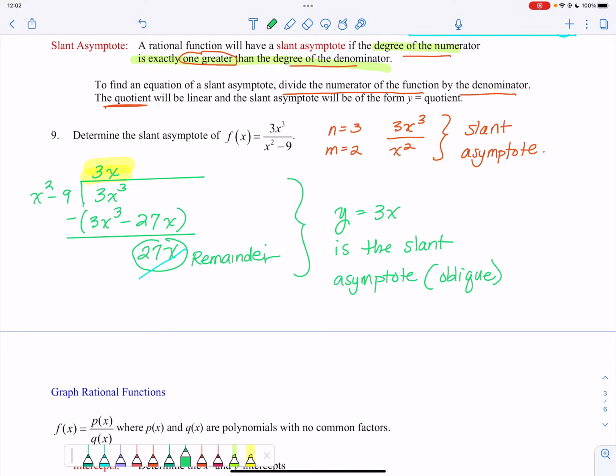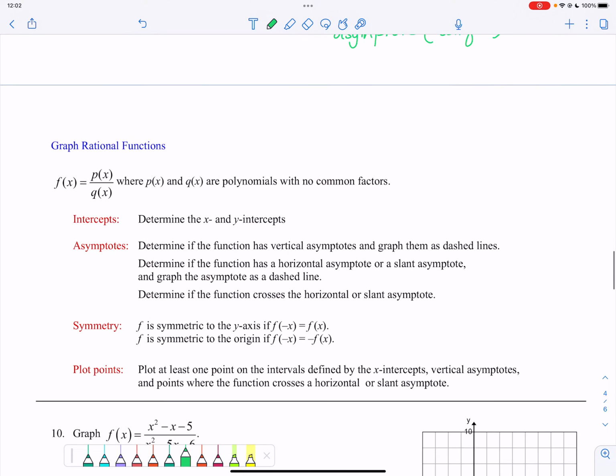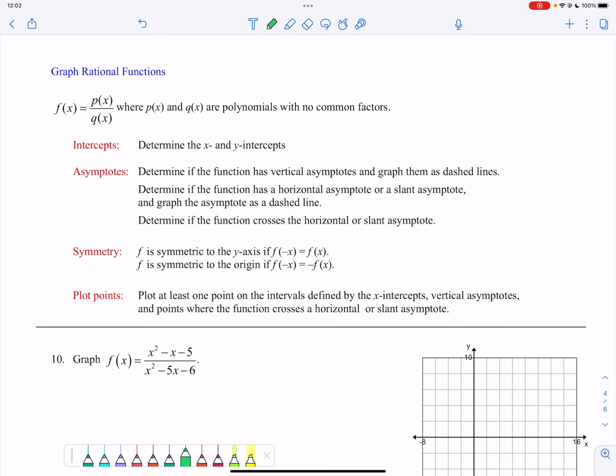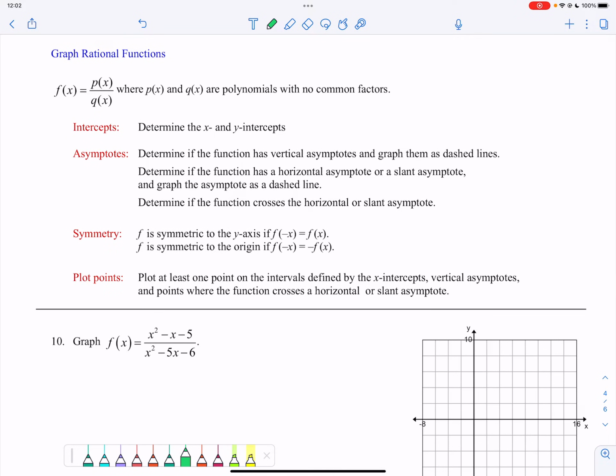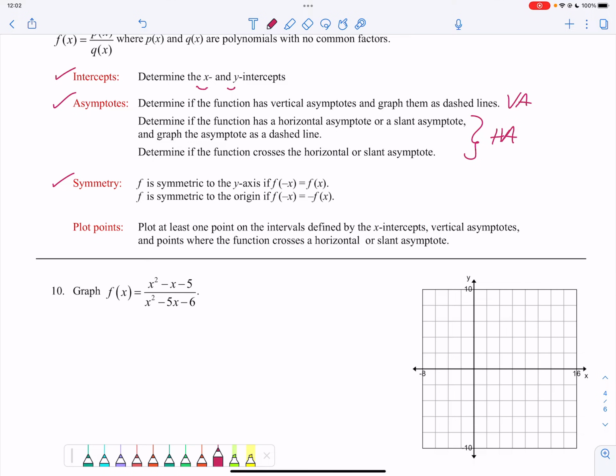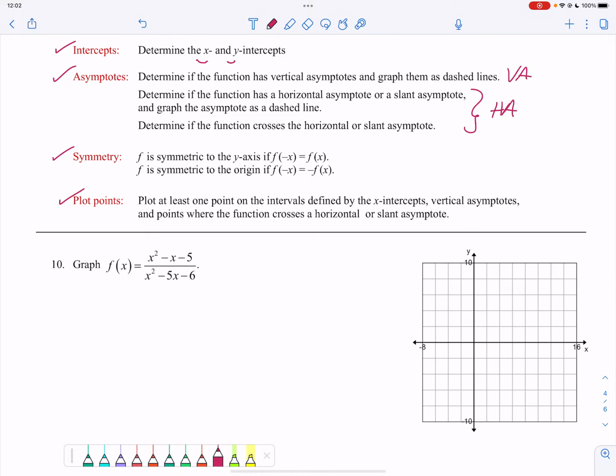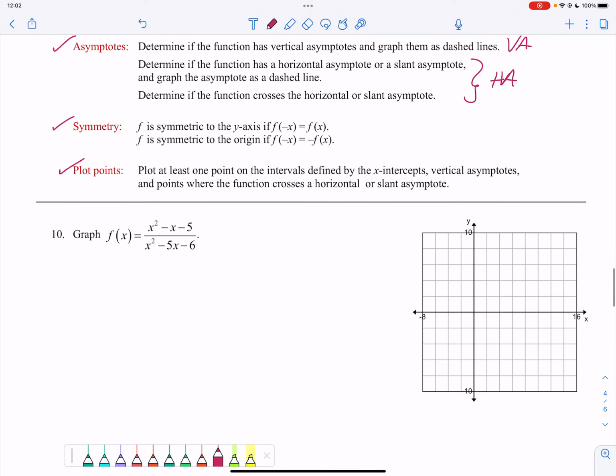So now let's talk about when we want to just graph these rational functions. What might we do? Where would we begin? Well, the first thing we probably want to do is find the intercepts, both the x and the y. And then find those asymptotes. We'll find the vertical asymptotes first, and then the horizontal asymptotes. Then take a look at symmetry, and then we could plot some points if we needed some extra help with graphing. So starting with number 1, let's start with our intercepts.